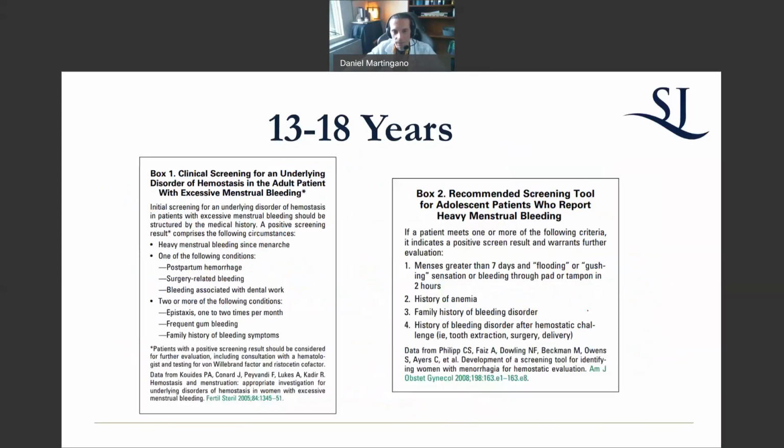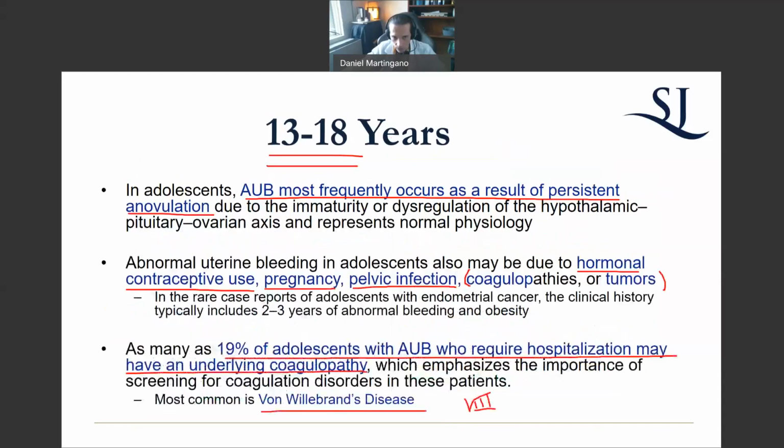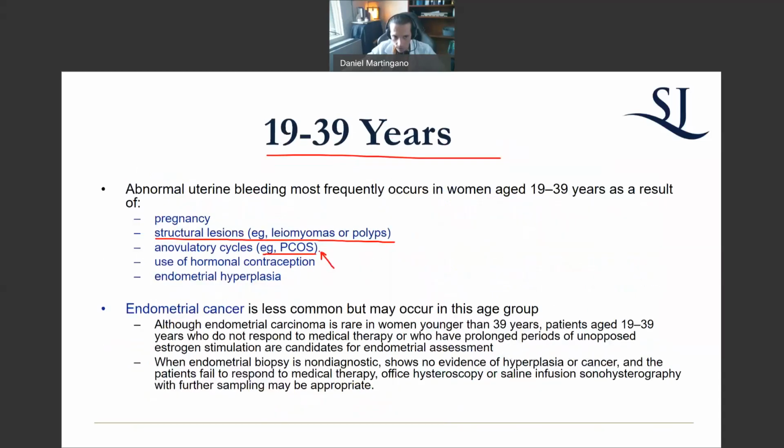This is what we just said. So 19 to 39 is when you want to think more of your structural lesions come into play. Okay, PCOS is also something that comes as a problem. Your secondary amenorrhea here, because you're past this point where you would have already understood what your menstrual pattern is at 13 to 18. So this is where this is, and then hormonal contraception and pregnancy are always on the table in addition to STDs. Endometrial hyperplasia and cancer, while a possibility, is far less likely in this group.